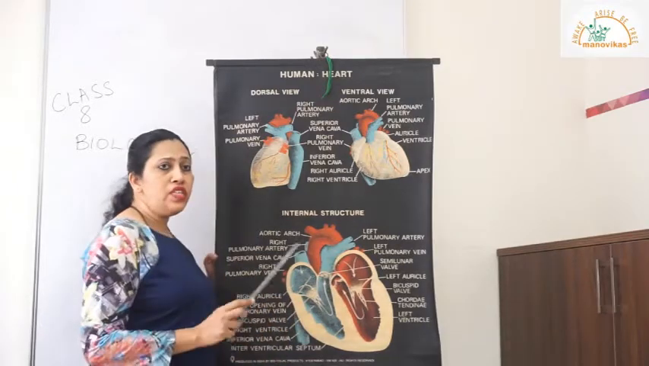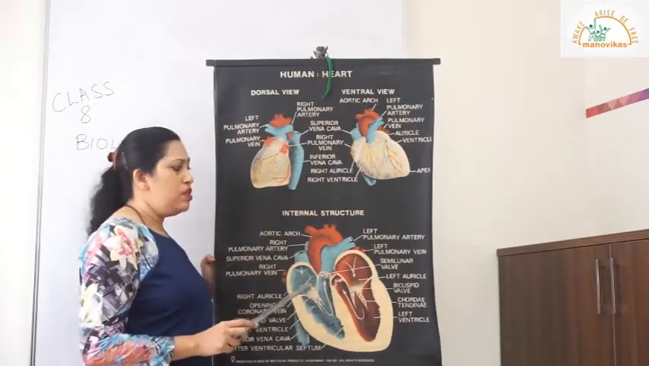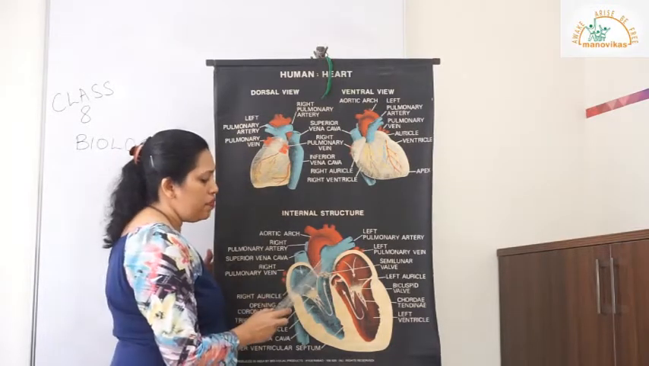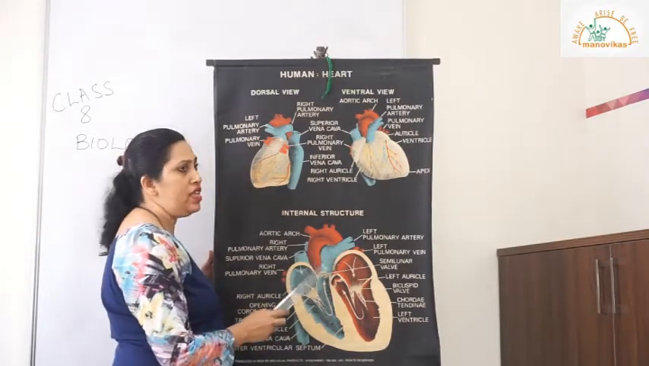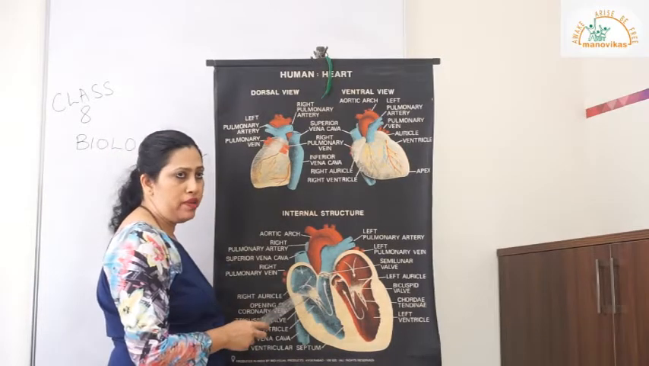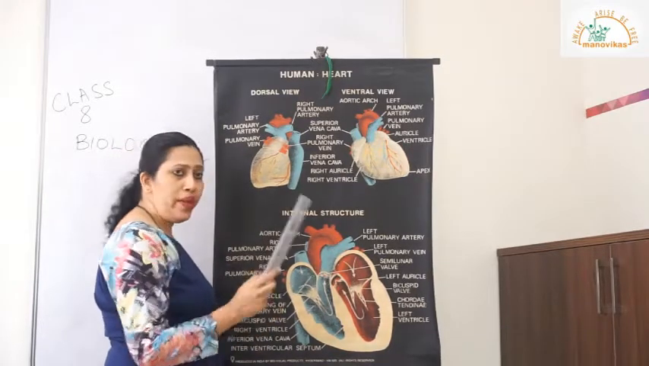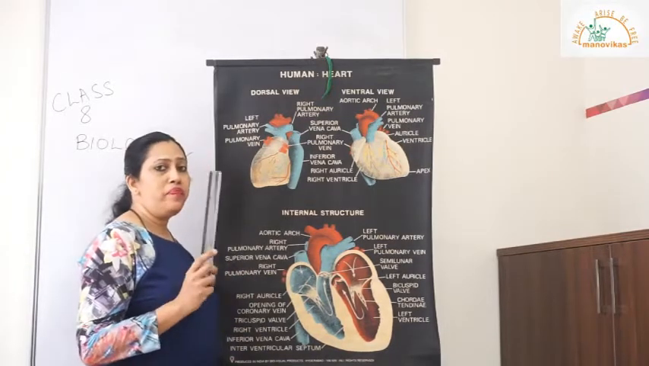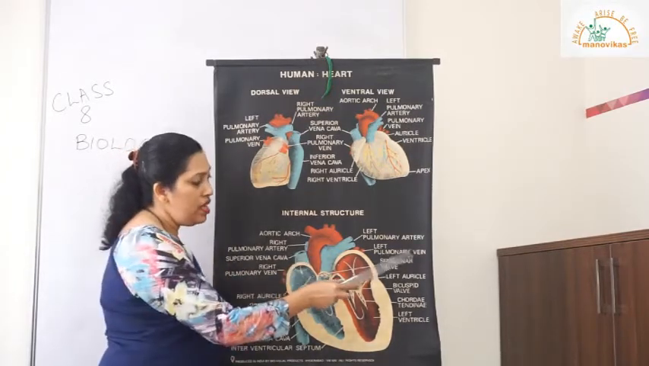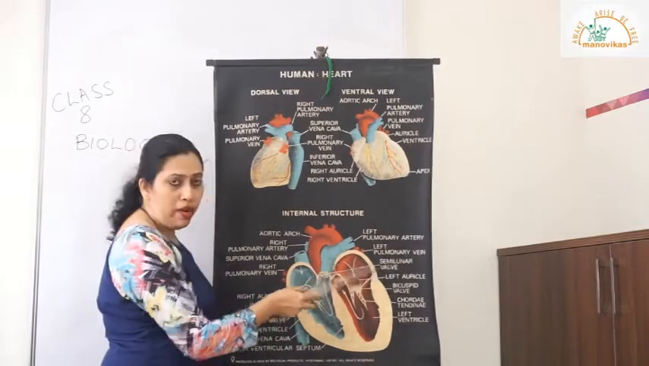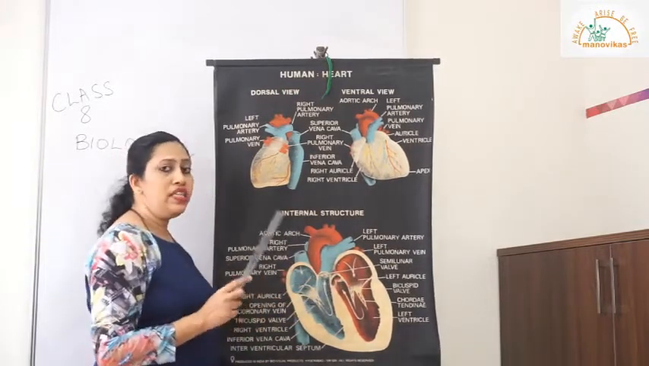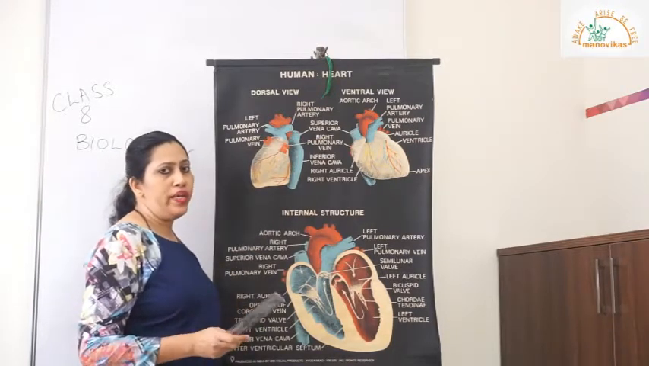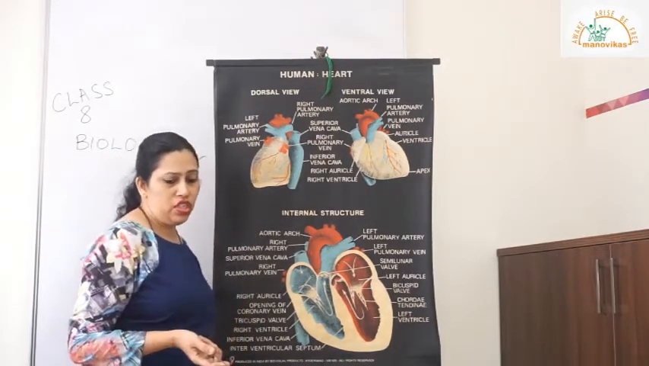Now all the arteries in our body carry the oxygenated blood except the pulmonary artery which carries the deoxygenated blood, and all the veins in our body carry deoxygenated blood, and only the pulmonary vein which brings the blood back from the lungs, only that carries the oxygenated blood. All other veins carry deoxygenated blood.